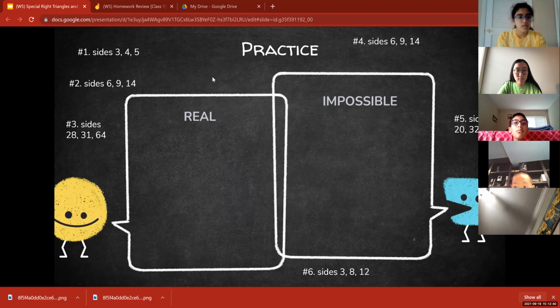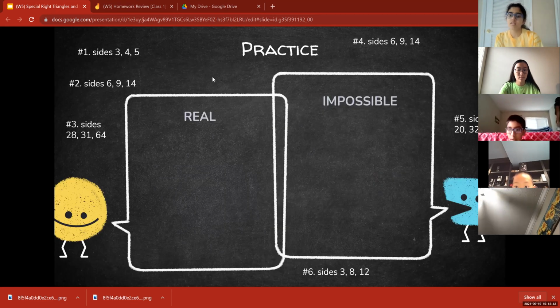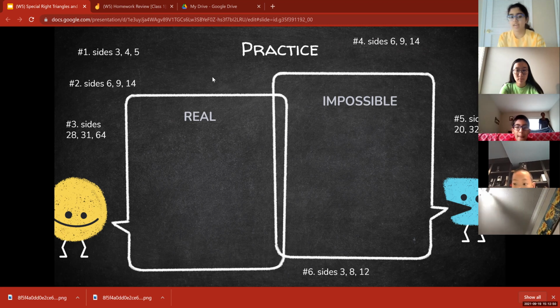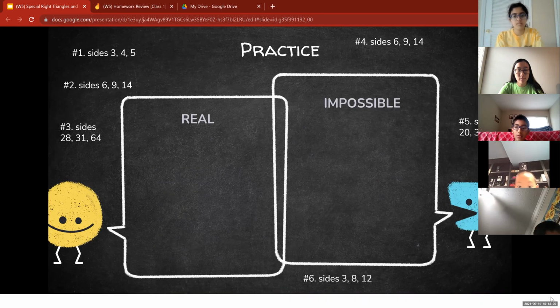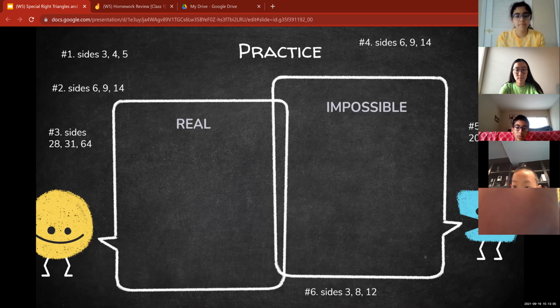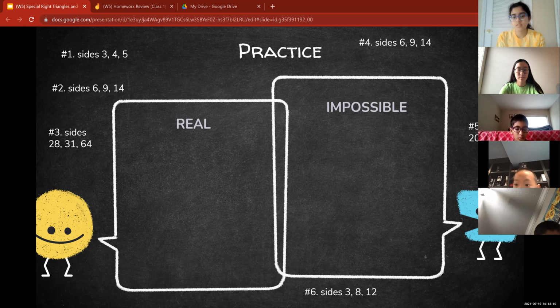So, okay, there are 6 different triangles, and their side lengths are scattered on the screen. Sort them into real or impossible triangles and type your answer in the chat. Okay, so I will give you guys 3 minutes. So 3:16. By 3:16, you should have all your answers.